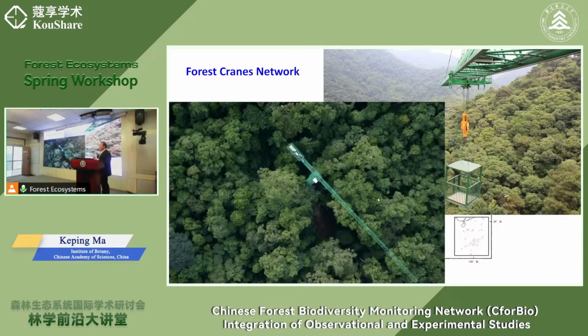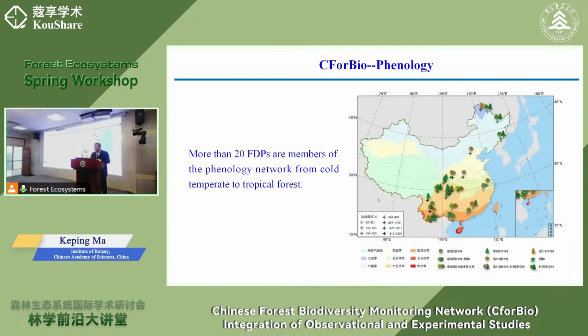This is the forest crane in Xishuangbanna, because the trees are much higher in Xishuangbanna than in other sites. So the Xishuangbanna forest crane is 80 meters high. The arm is 60 meters long. For other sites, the height is 60 meters.